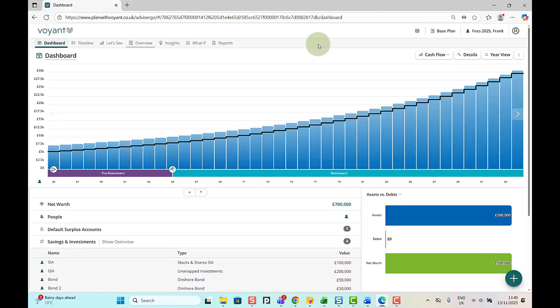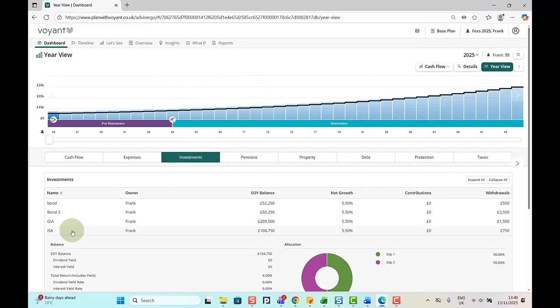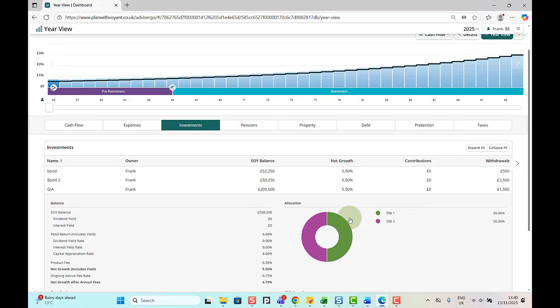0.75%. So I'm going to go to year view. I'm going to go to investments. I'm going to expand the GIA. You'll see that the product fee is taken from growth there. So there's the growth, and there's the product fee.